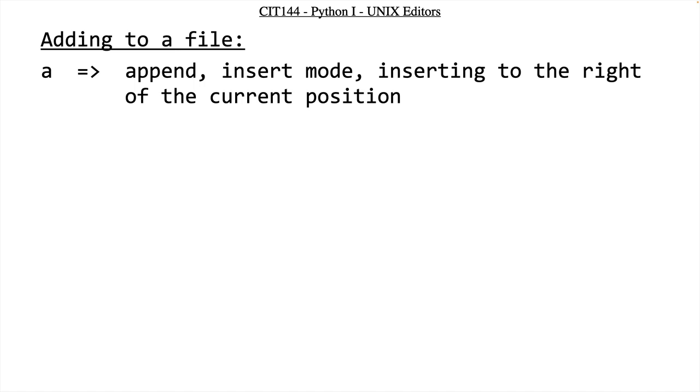The next thing, we've already alluded to this a little bit, is adding to a file. And adding to a file is basically going into insert mode. And here are some of the ways you can do that. I talked about the A command, which stands for append. Basically what it does is it takes you into insert mode, inserting to the right of the current character. So wherever the cursor is positioned, you press an A, and it's going to move over one character, opening up a space if there are other characters on the line that you are editing.